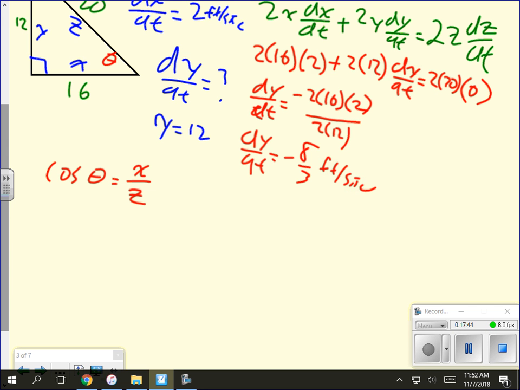Okay, that's the relationship that I have. Opposite is adjacent over hypotenuse. Cosine is adjacent over hypotenuse. Okay. Take the derivative with respect to time. The derivative of the cosine of theta is what? Negative sine theta d theta dt, because I'm taking it with respect to time.